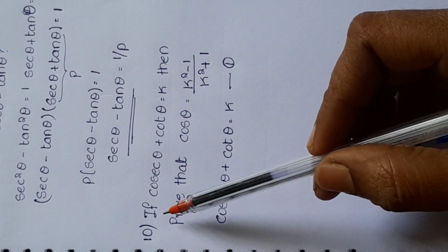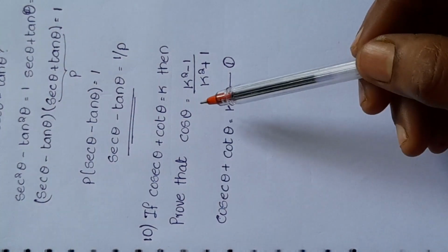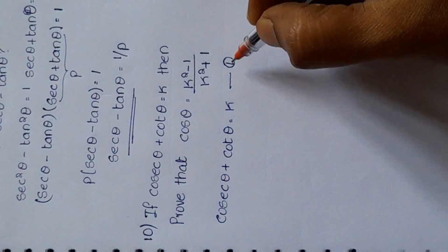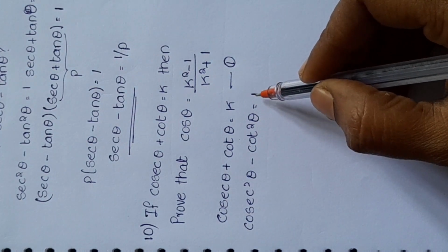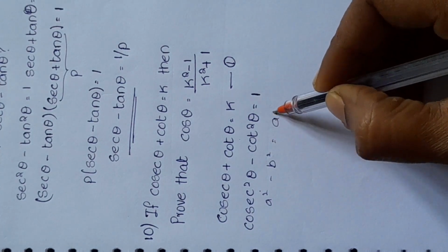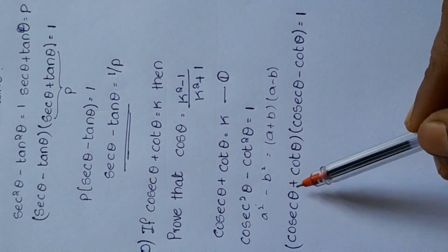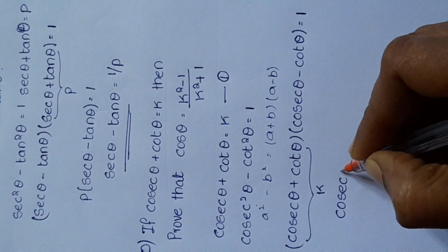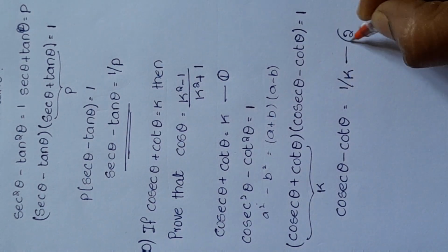Now the last question, 10th question in exercise 11.4 is, if cosecant theta plus cot theta is equal to k, then prove that cos theta is equal to (k square minus 1) by (k square plus 1). Here cosecant theta plus cot theta is equal to k is given. Let it be the first equation. Cosecant square theta minus cot square theta is equal to 1. This is the identity. This is in the form of a square minus b square, which is equal to (a plus b) into (a minus b). So now instead of cosecant theta plus cot theta, we can write this as k. This becomes cosecant theta minus cot theta is equal to 1 by k. Let it be the second equation.